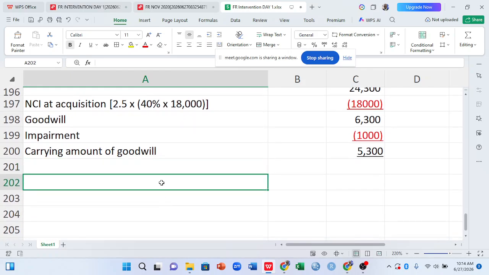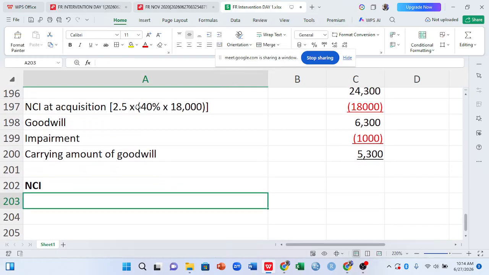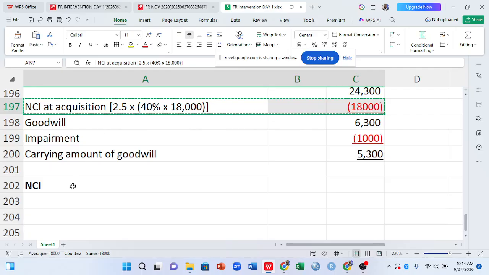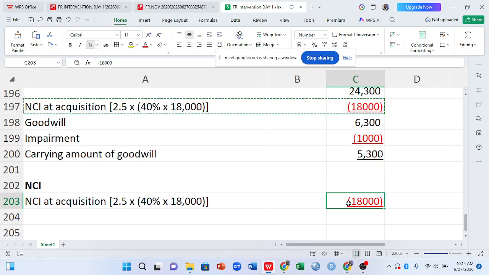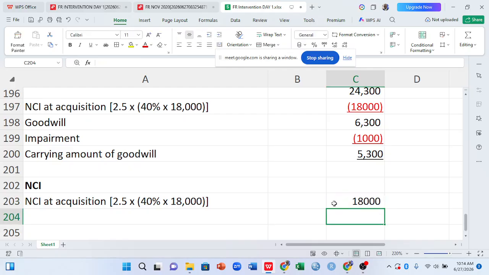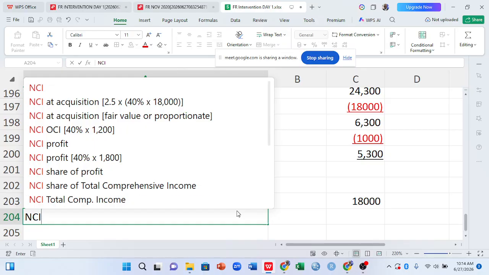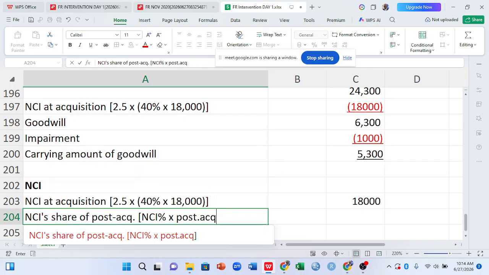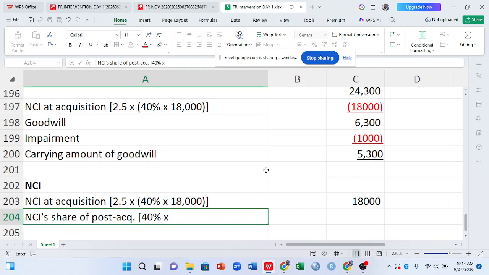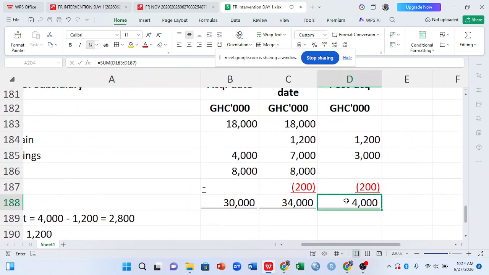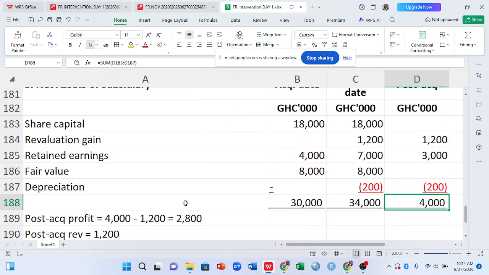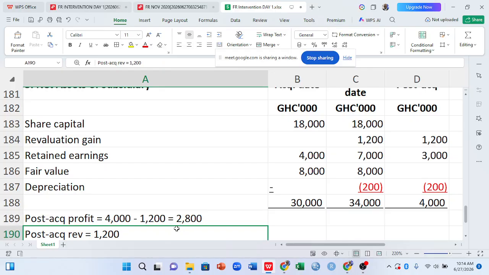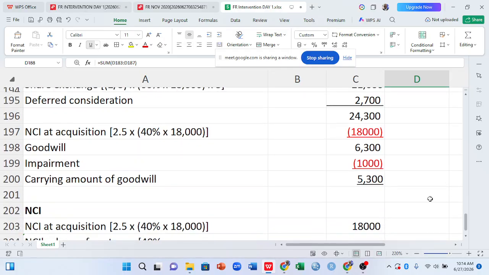Then move to the next one, NCI. So for NCI, remember you bring your NCI at acquisition date. That's the first thing you bring. You bring this value first. The next one, you bring NCI share of post acquisition profit. NCI percentage is 40%. You take a share of the post acquisition. So the post acquisition we use the total 4,000 because it will share in the profit and also share in the revaluation. So we use the total 4,000 in this case.